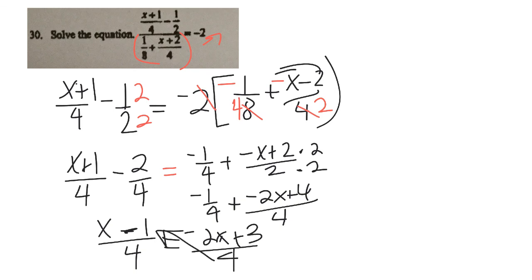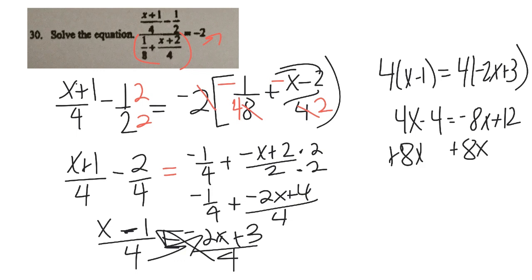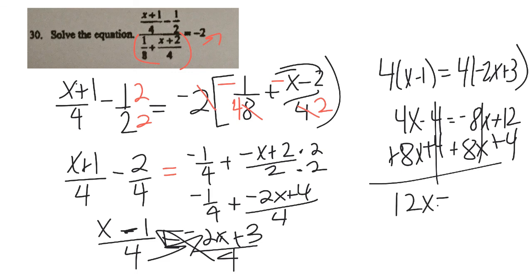And I can cross multiply because now I have a proportion. Even though they both have a denominator of 4, I get 4 times x minus 1 equals 4 times negative 2x plus 3. So 4x minus 4 equals negative 8x plus 12. And add 8x and add 4. So those cancel. I get 12x equals 16. And x equals, that reduces by 4 to 4/3.